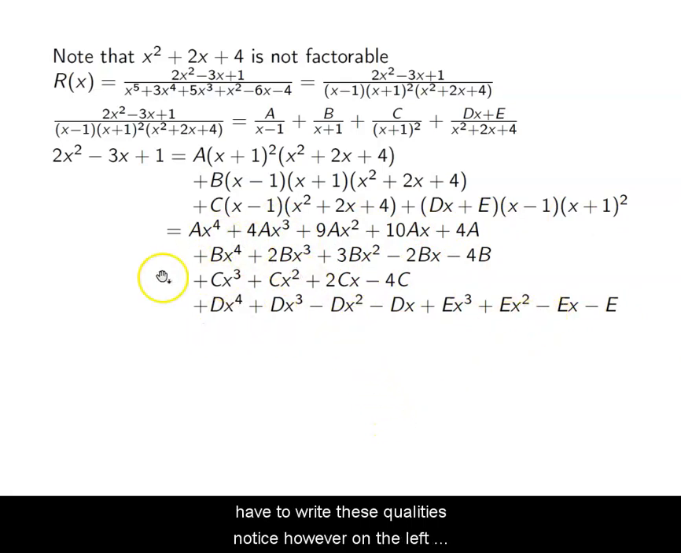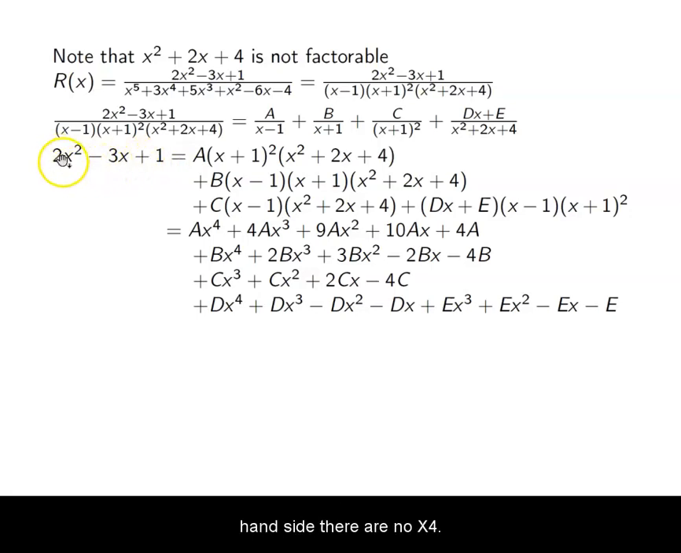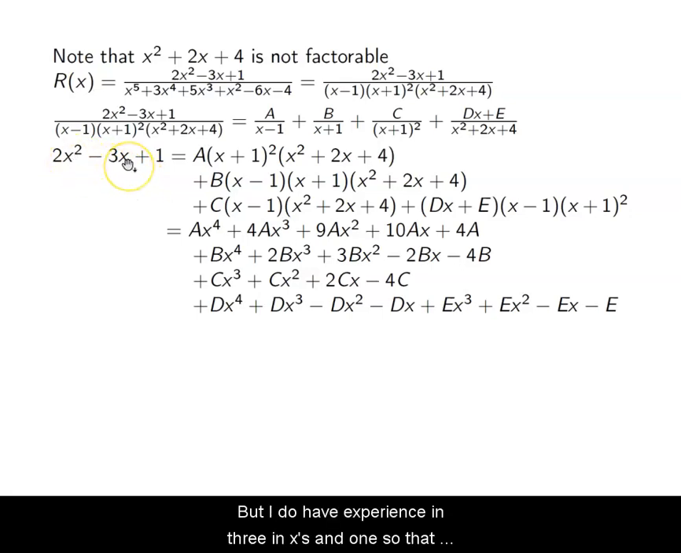So now I have to write the equalities. Notice, however, on the left-hand side, there are no x to the 4s. There are no x cubes, but I do have x squares and 3 and x's and 1s.